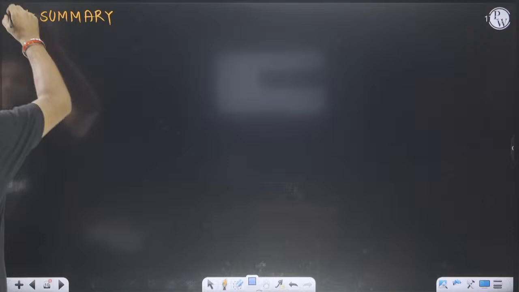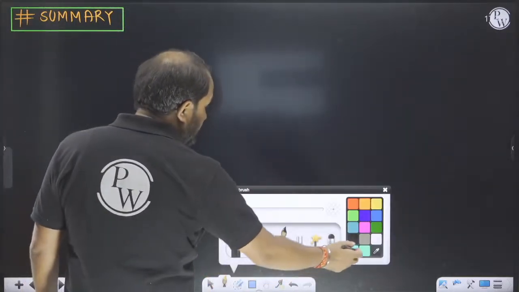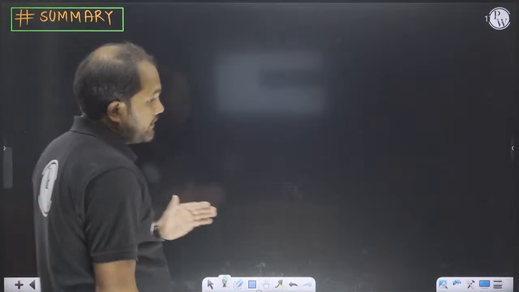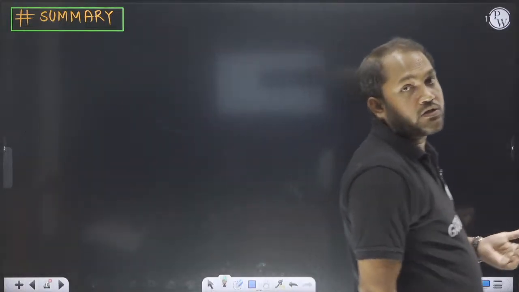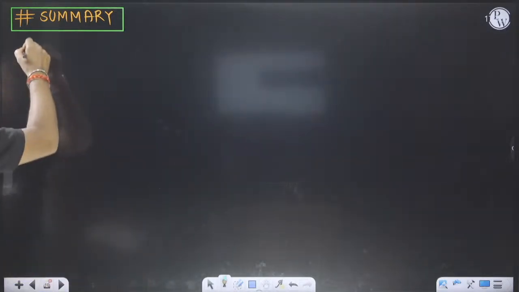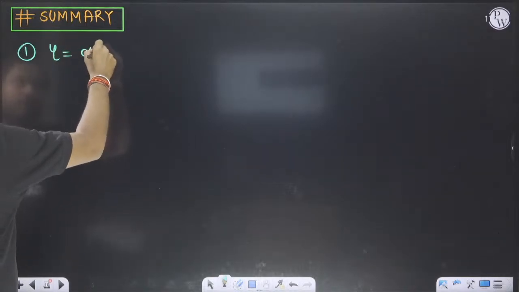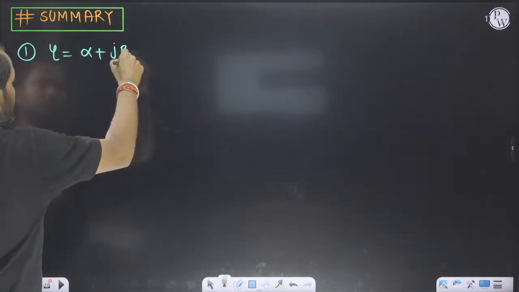They will ask in case of lossless, in case of lossy. So I am going to derive everything for lossless and for lossy, so that you will understand the points. First point is gamma is equal to alpha plus j beta. So this is for lossy.